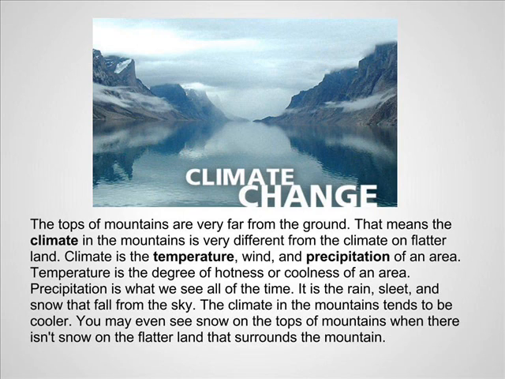Precipitation is what we see all of the time. It is the rain, sleet, and snow that fall from the sky. The climate in the mountains tends to be cooler. You may even see snow on the tops of mountains when there isn't snow on the flatter land that surrounds the mountain.